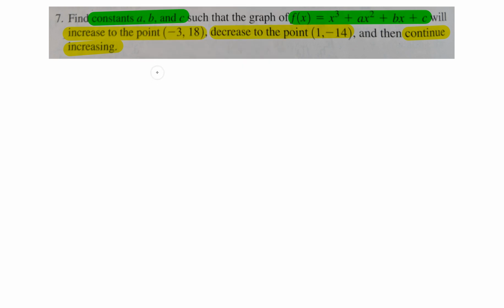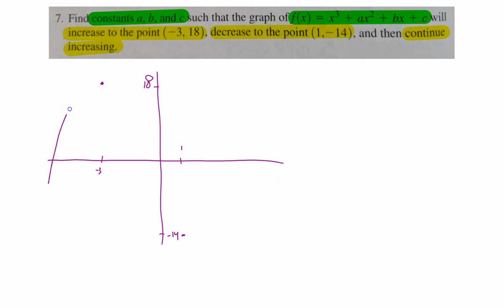So we have said graph, and we know that it increases to the point of negative 3 and 18. Decreases to the point of 1 and negative 14. And then continues to increase. So we have maybe something that'll go like this. It'll decrease to this point and then continue increasing.